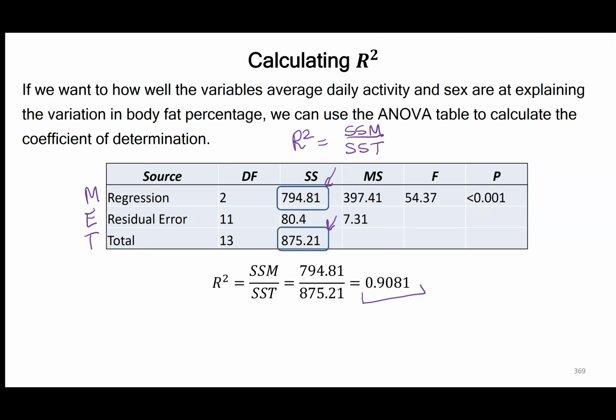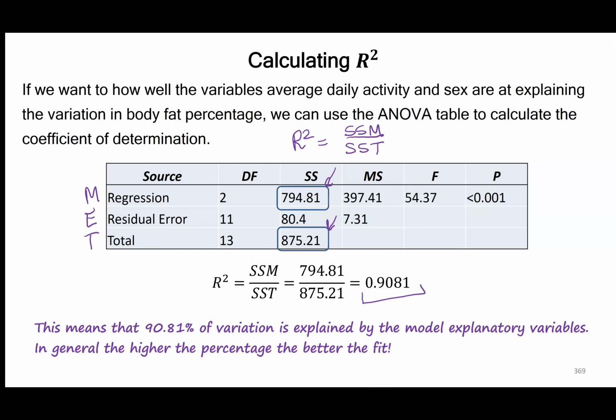I would say a lot of the variability in body fat is explained really well by average daily activity and sex. So this means roughly 90.81% of the variation is explained by the explanatory variables, the two I listed. Generally, the higher the fit, the better. And I say generally, because there is a caveat, and I will describe that one. It has its own slide of cautions.